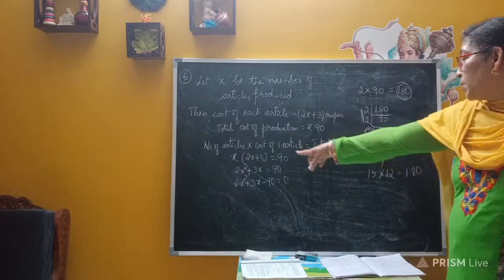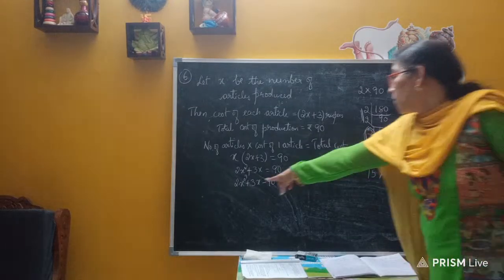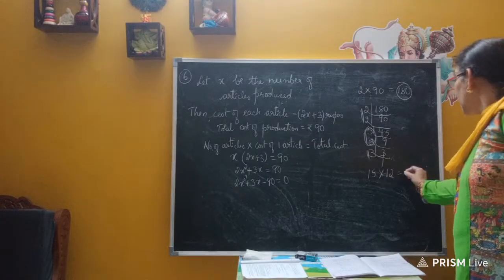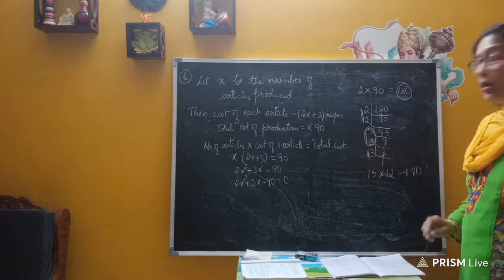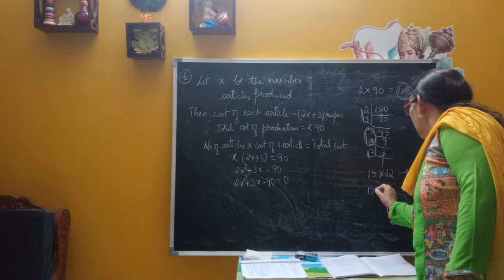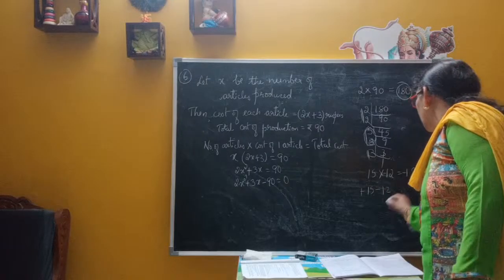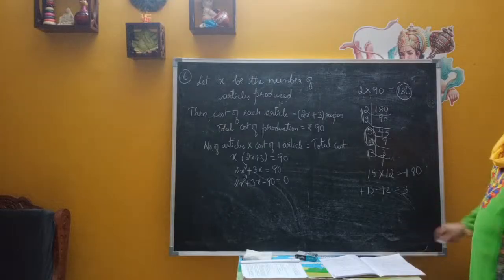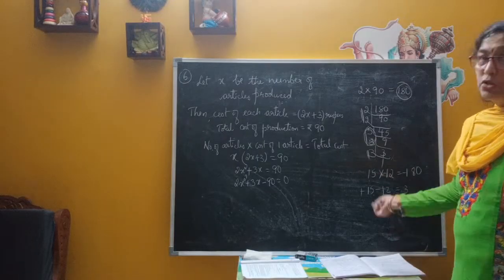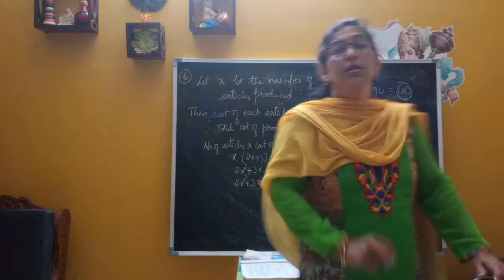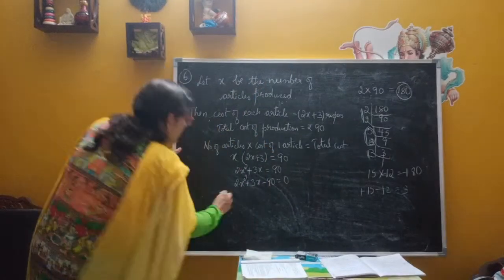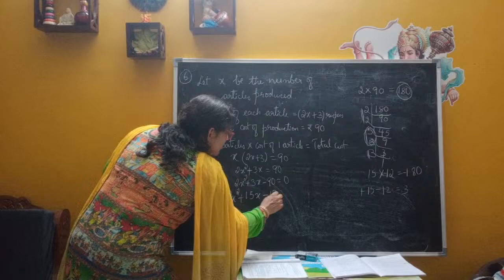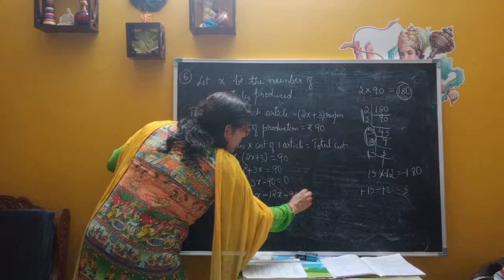And the greater number must have the minus sign, because here we have a plus sign. So this should be minus. So 15 into minus 12 is minus 180. So plus 15 minus 12 is equal to plus 3. So which are the 2 factors? We have 15 and minus 12. So let us split the middle term. So 2x square plus 15x minus 12x minus 90 is equal to 0.